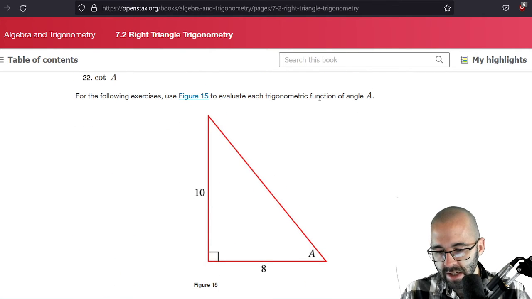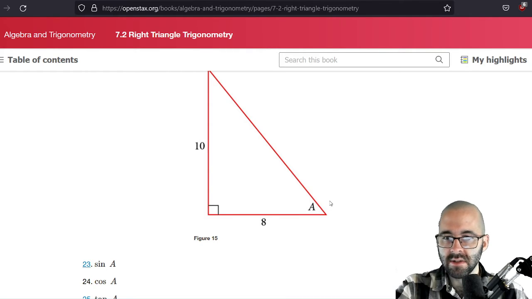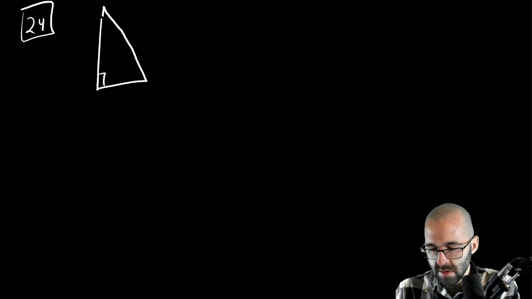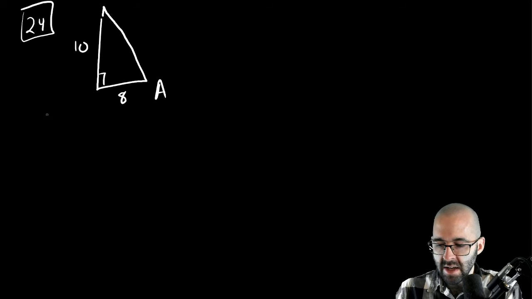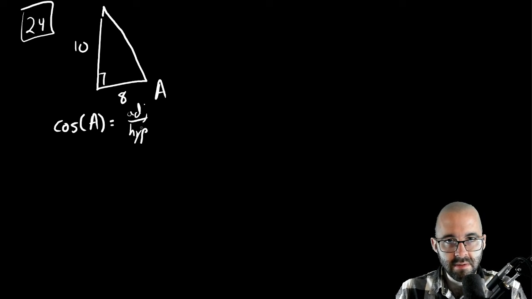All right, evaluate each trig function of a. So 24 says find the cosine of a. So this one's much simpler. Let's copy the problem down. 10, 8. And this is a. And it wants us to evaluate the cosine of a. So again, the cosine of a, that is going to be the adjacent divided by the hypotenuse. Right? SOHCAHTOA.